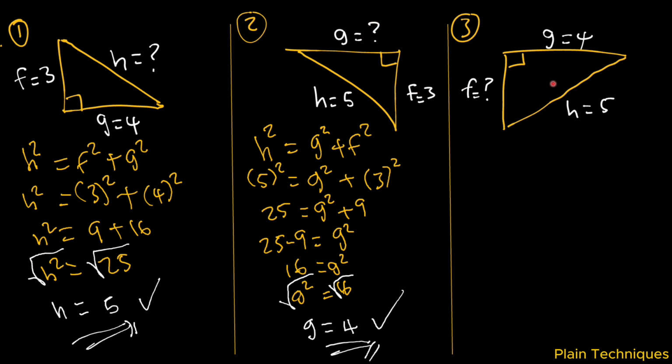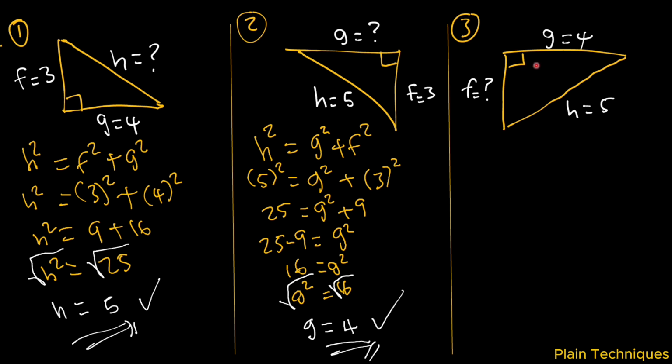Now let's move to the last one. On the last one, what do we know? We know that this is a right-angled triangle because of what? Because of 90 degrees. And that means we can apply Pythagoras theorem. If we can apply it, we need to identify the hypotenuse. Please pause the video and let me know which one is the hypotenuse. All right, now let's continue.